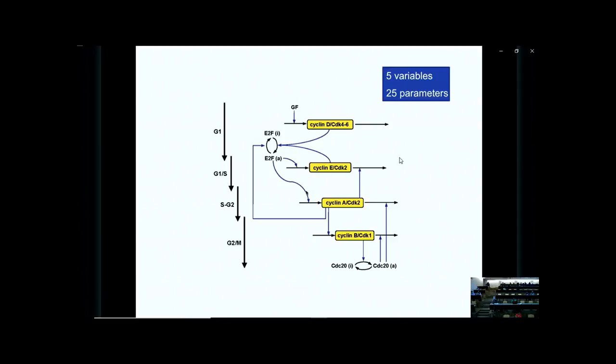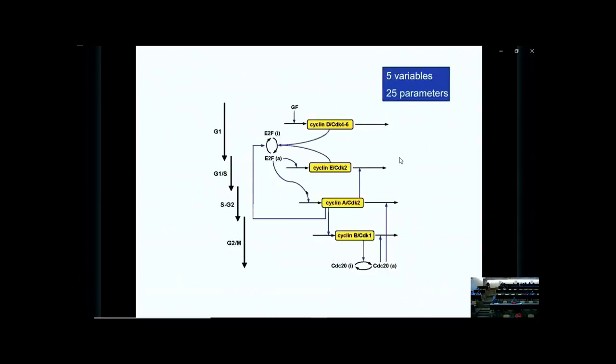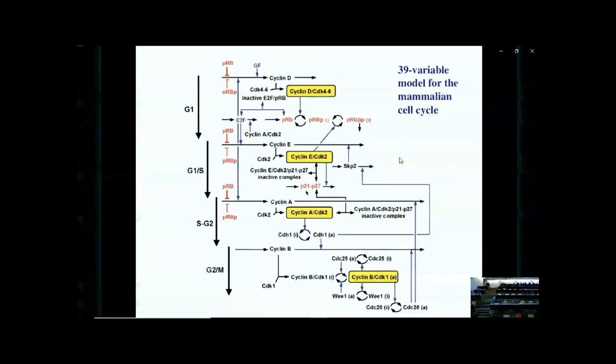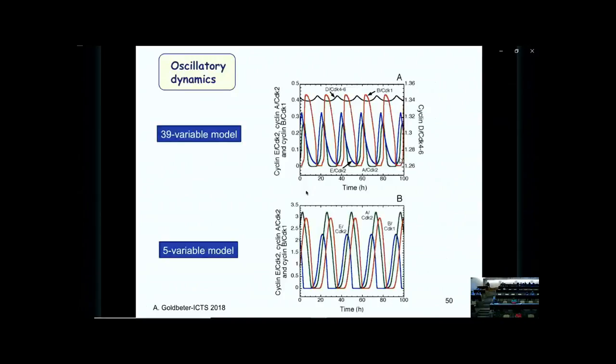Now, this is much simpler than the full system. This contains 5 variables and 25 parameters. The full system contains 39 variables. You see the degree of complexity. Now, we have 5 variables. Actually, we have 6 variables, but one is uncoupled. And then this is the result of the study by numerical integration.